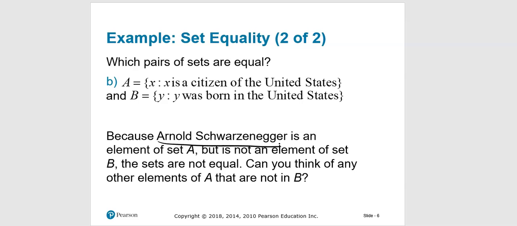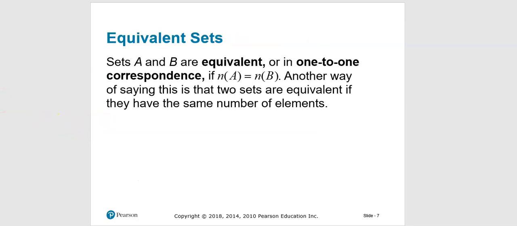He was not born in the United States, but he is a citizen. He, in fact, was the governor. And so that would be an example of two sets that are not equal to each other.